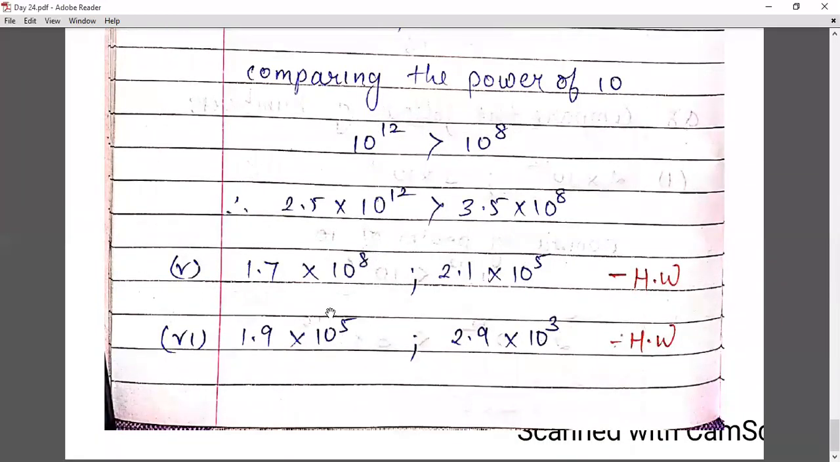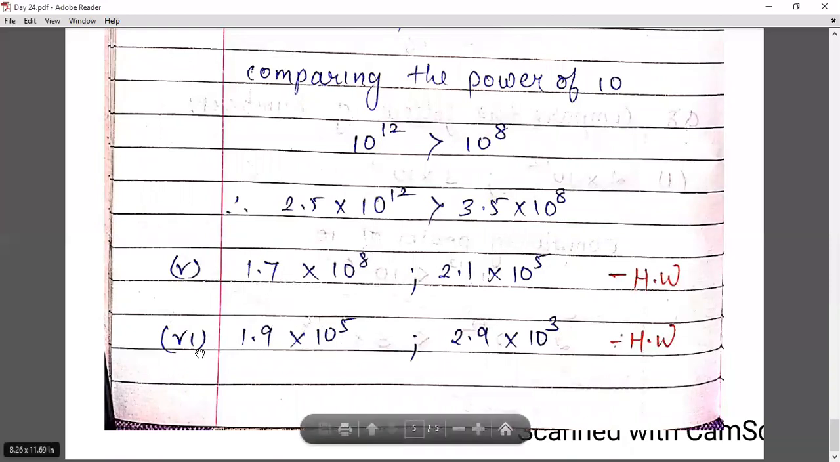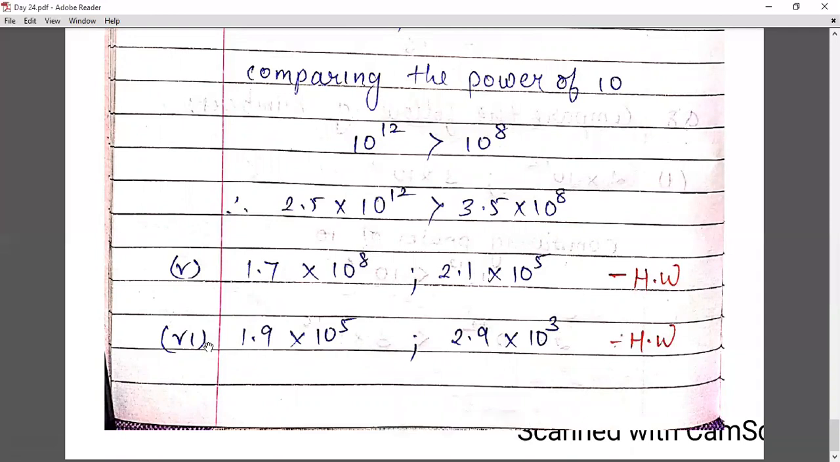Try to solve the last two parts of this question, part 5 and part 6. Just taking a second, if we want to solve it orally, first we see the numbers 1.7 and 2.1. They have one digit before the decimal and one digit after. So we compare the powers of 10. 10 raised to 8, 10 raised to 5, 8 is greater, so 1.7 into 10 to the power 8 will be greater than 2.1 into 10 to the power 5. Now try to solve the sixth part by yourself. That's all for this video. Thank you for watching.